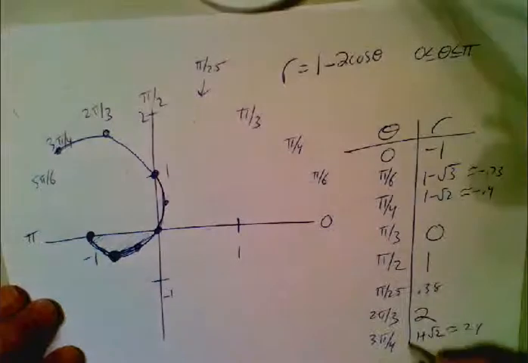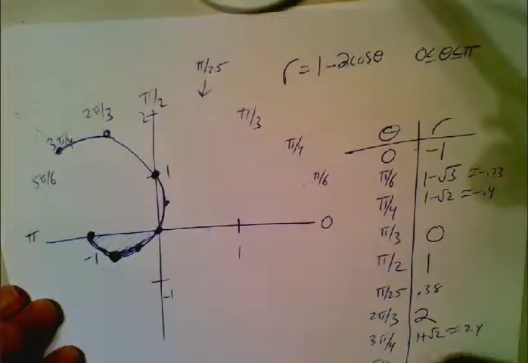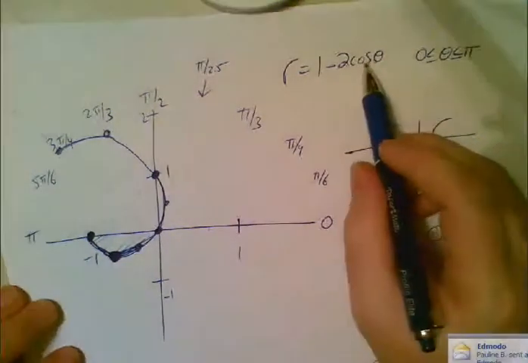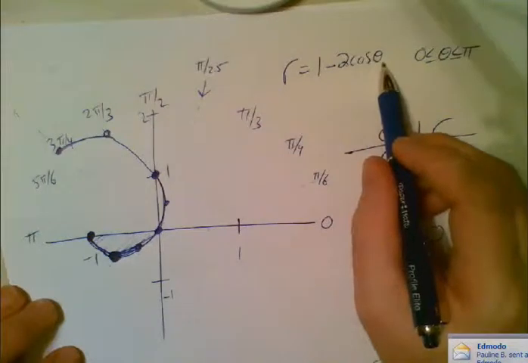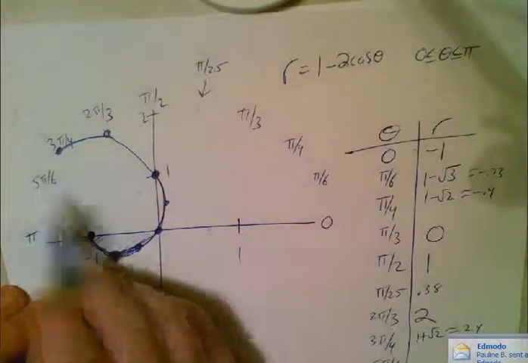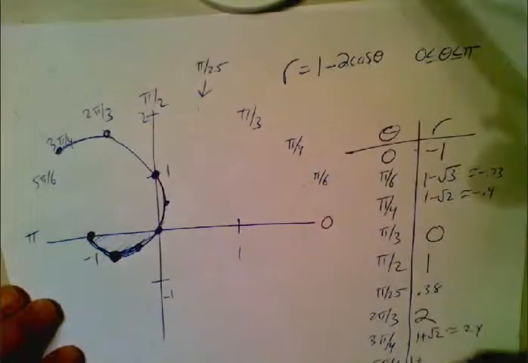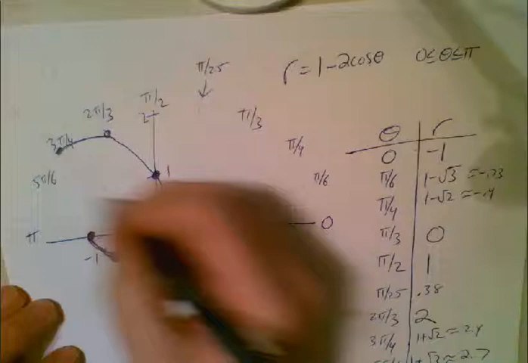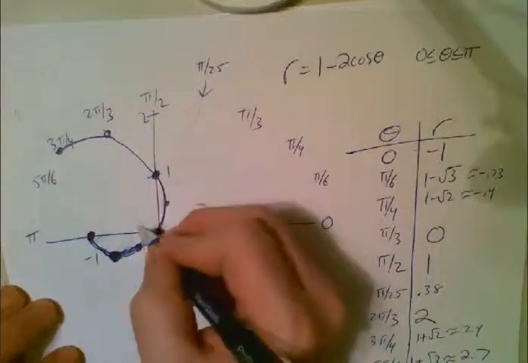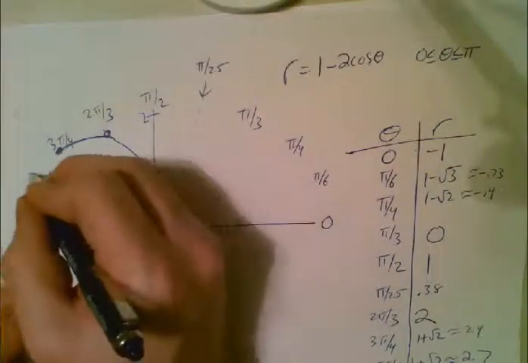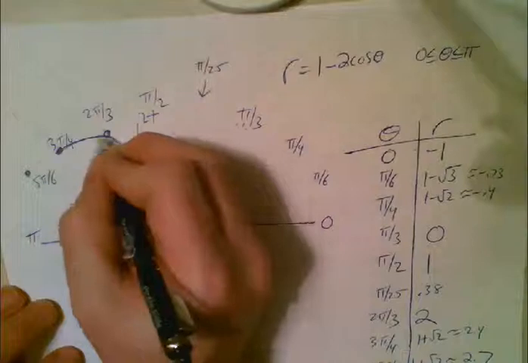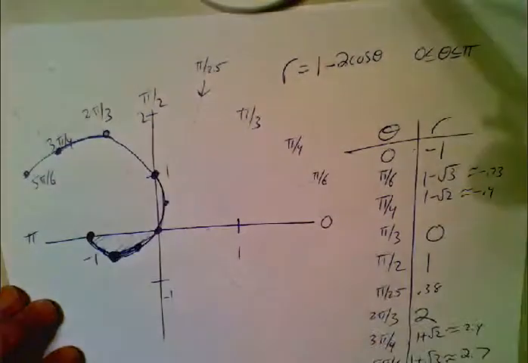I feel like we're building like railroad tracks. Let's see. How about 5 pi over 6? So cosine 5 pi over 6, that's going to be negative radical 3 over 2. So that's going to be positive radical 3, so 1 plus radical 3. So about 2.7. So at 5 pi over 6, 2.7, that's got to be a little further, so maybe here.